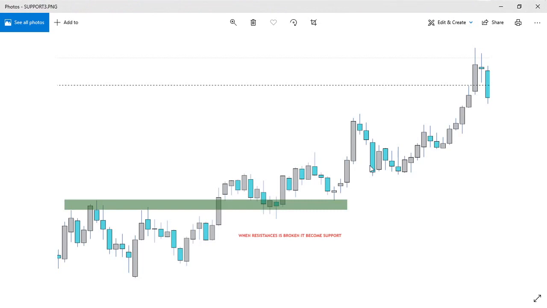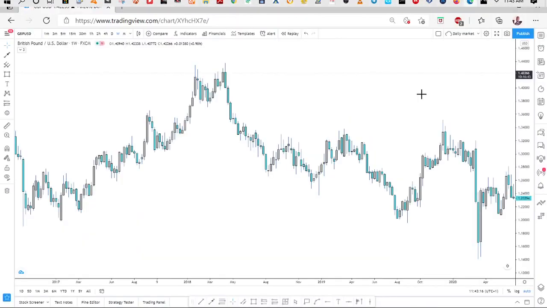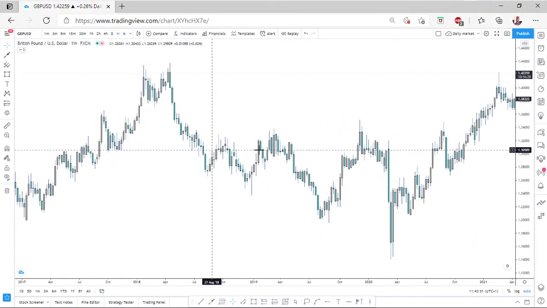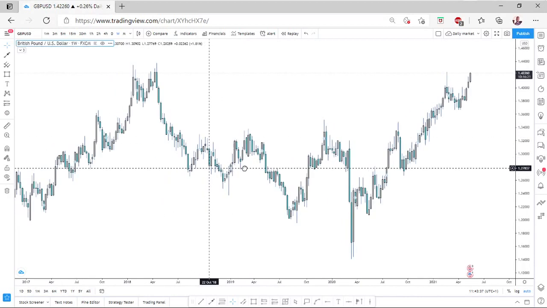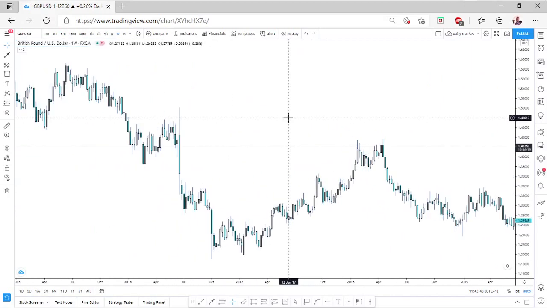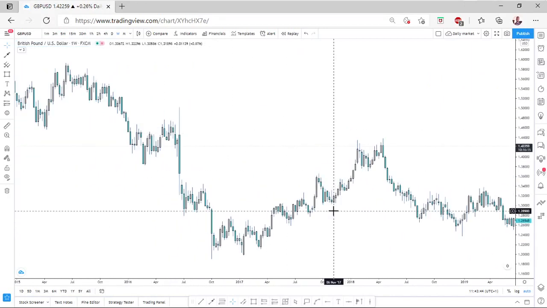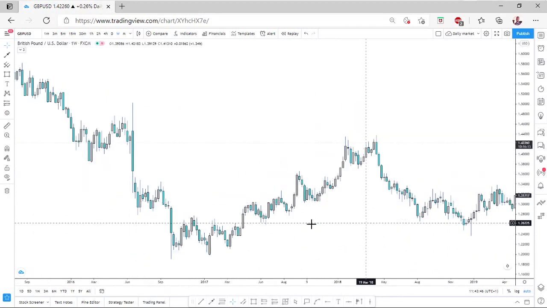Okay, so now let's go to a live chart so we can really illustrate and know how we're going to plot this support and resistance properly. Now, looking at this chart, this is the pound USD chart. What we're going to be doing is plotting the support and the resistance on this chart. Now, I prefer to plot my support and resistance on the weekly time frame.